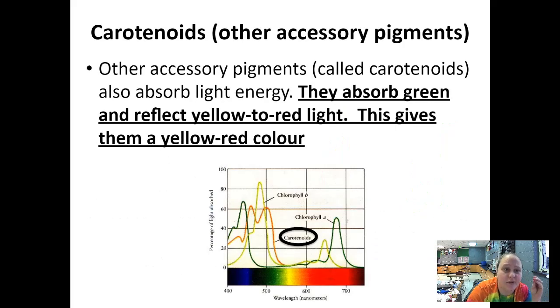The carotenoids, which is another pigment, other accessory pigments, also absorb light energy. They absorb the green and reflect yellow to red light, depending on what color they are. This gives them a yellowish red color.